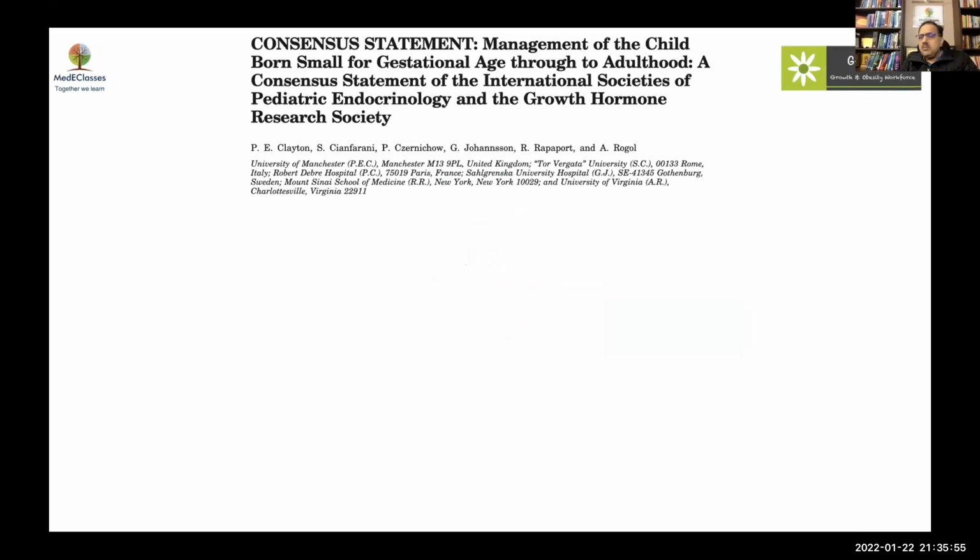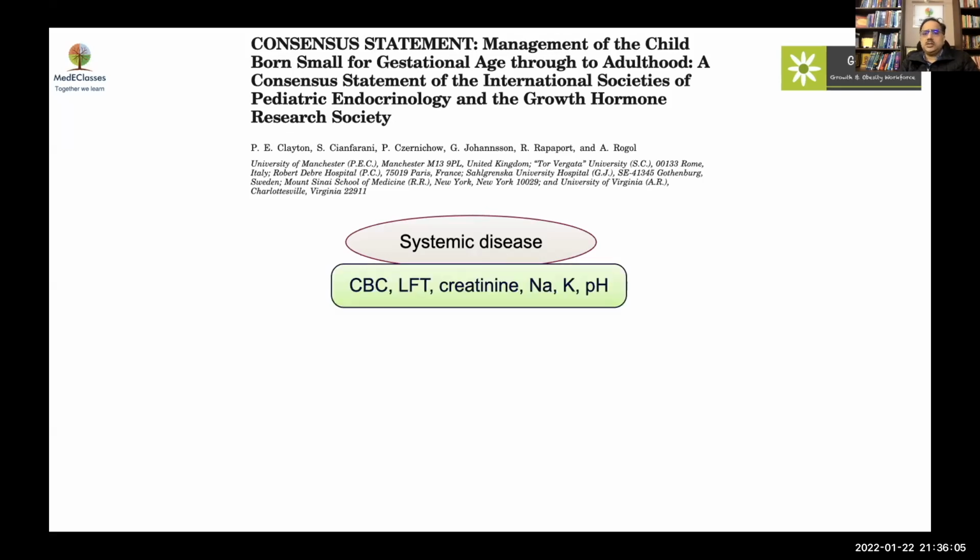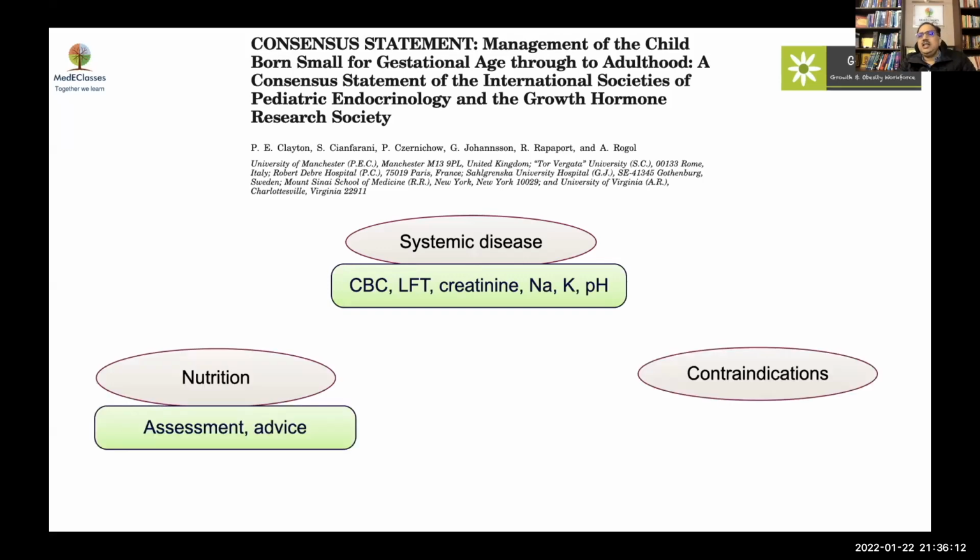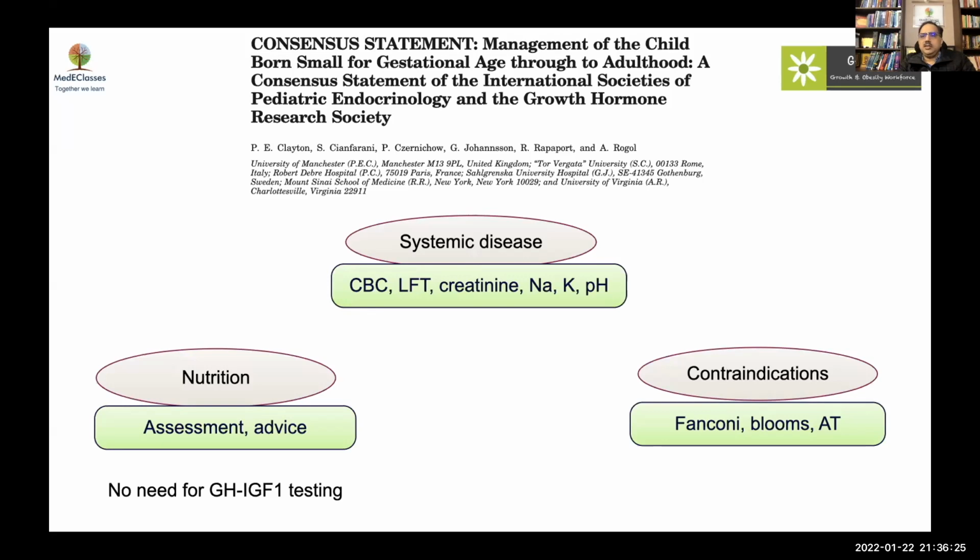Now, again, as we discussed for the Lawson-Wilkins guidelines for growth hormone deficiency, the Cincinnati guidelines, there are also very good guidelines for SGA, which are available, which say first, exclude all the systemic diseases. So do liver, kidney, thyroid, all those things you should do. Work up on nutrition, and then look for contraindication. Now, many of these syndromes, like as I discussed, Fanconi, Bloom's, ataxia telangiectasia may also be SGA. So you may be missing them. So identifying them becomes important in that regard.